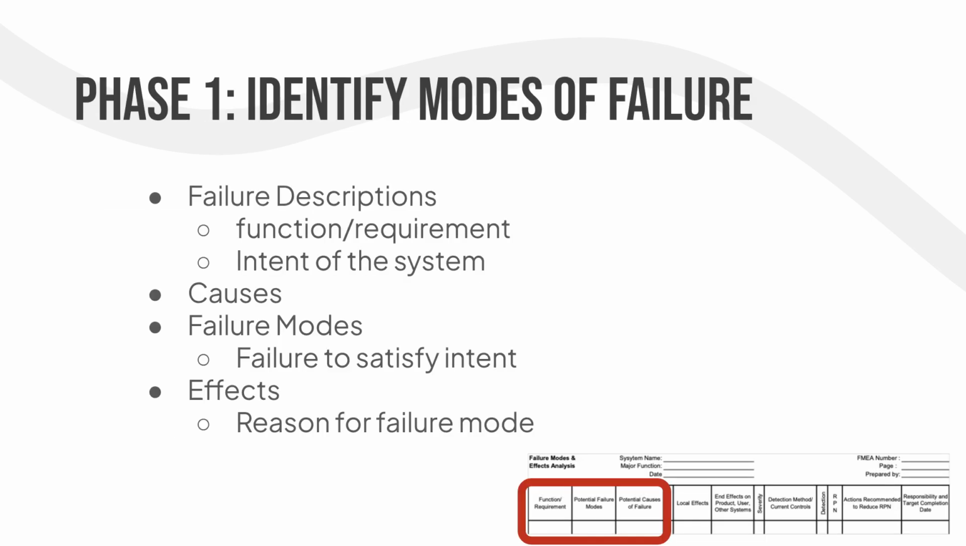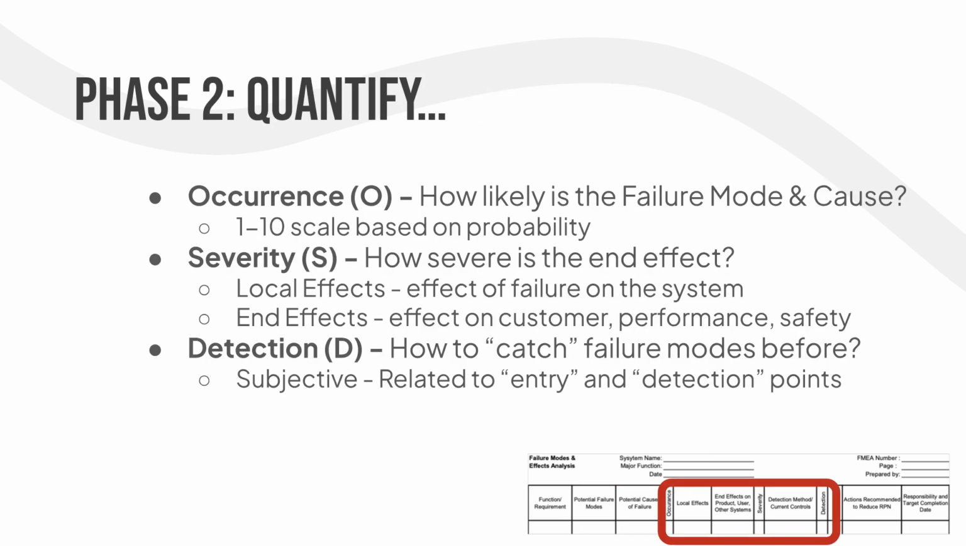Phase 1 is to identify modes of failure. This involves defining the function or requirement, the intent of the system, the potential causes, the failure modes, and the effects of those failures. Phase 2 is to quantify. We assess occurrence, severity, and detection, and score them as a 9 for high, 3 for medium, and 1 for low. Occurrence is the likelihood of failure, severity is the effect's impact on the system and customer, and detection is how well we can catch the failure before it happens.